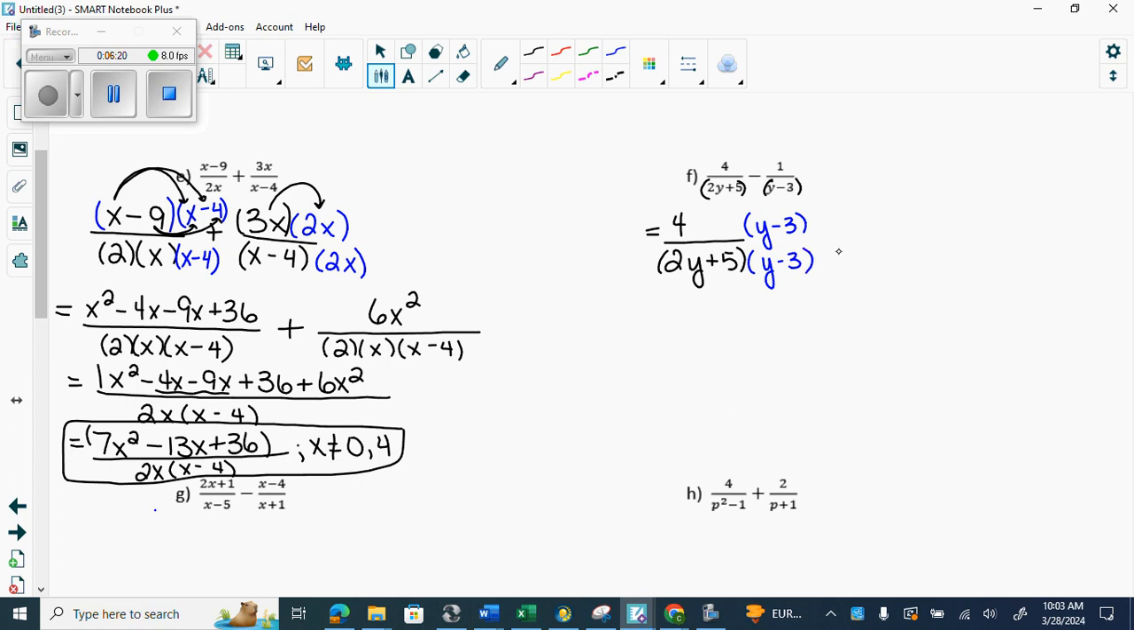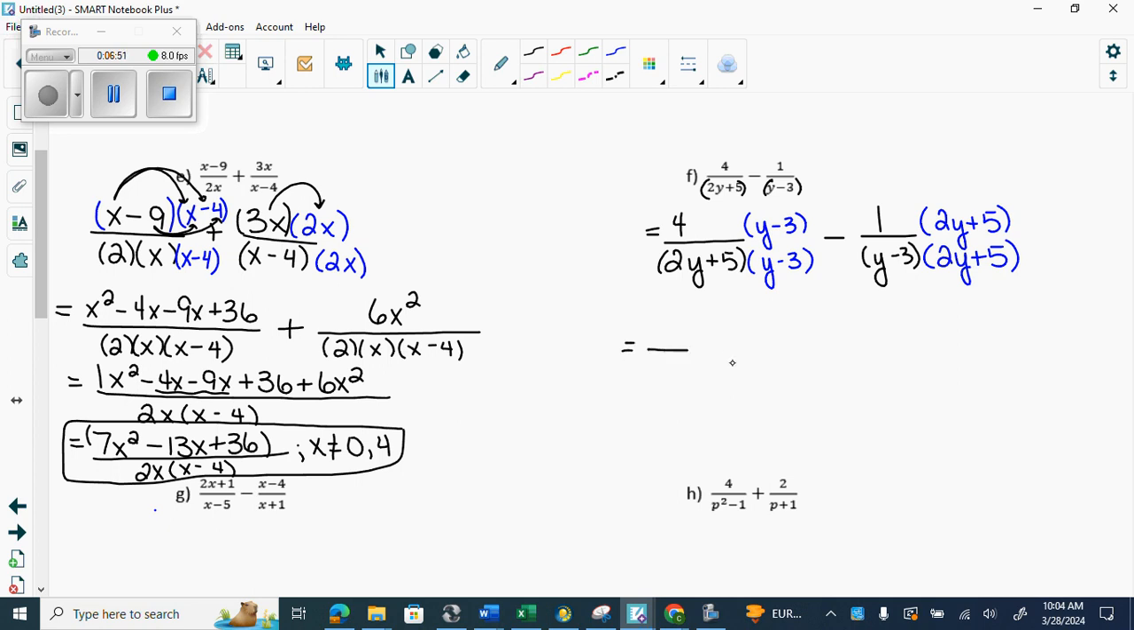And then I have minus 1 over y minus 3, and I'm going to multiply it by 2y plus 5. Do we need to distribute our denominators? No. Our goal is that we need to have our denominators be the same, correct? Once they're the same, I can just rewrite it. So I don't distribute my denominators. I don't FOIL them out. I just leave them the way they are.